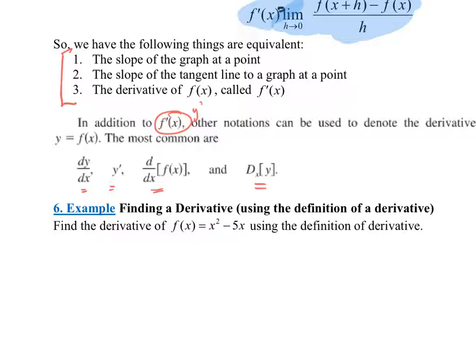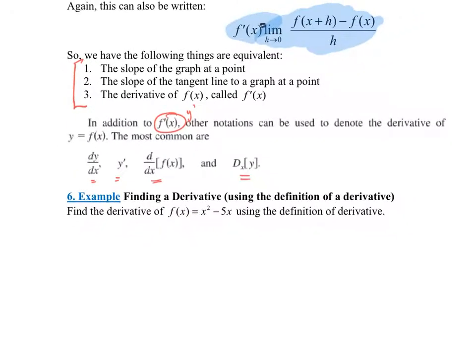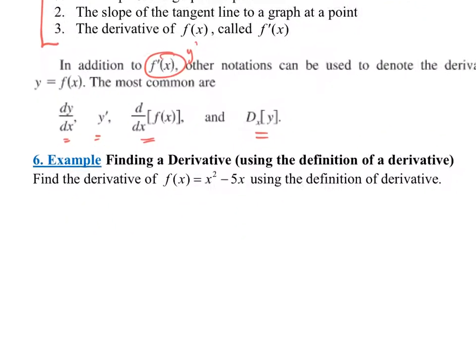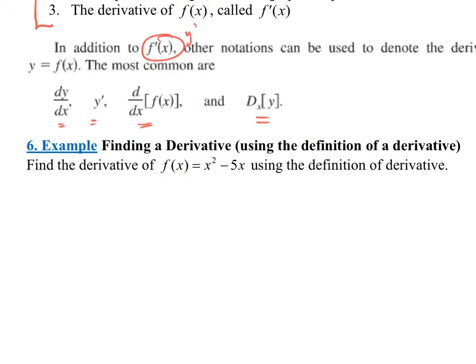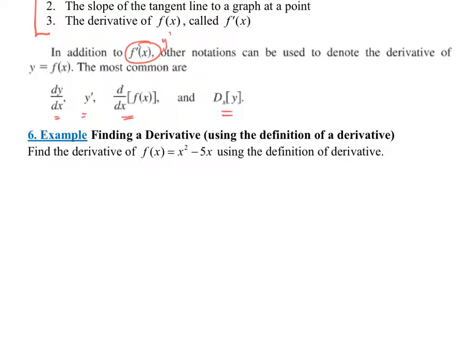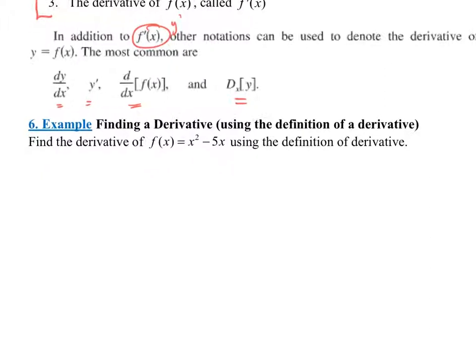You're going to go through all these different notations. Just know that every single time they're saying find the derivative, which means find the tangent line, find the slope of the tangent line, which means find the slope of the graph. Derivatives, slopes, rates of change. Okay. So the next example says, finding a derivative using the definition of derivative. Anytime it says using the definition of derivative, we need to use our limits. So it says find the derivative of f of x equals x squared minus 5x using the definition of derivative.